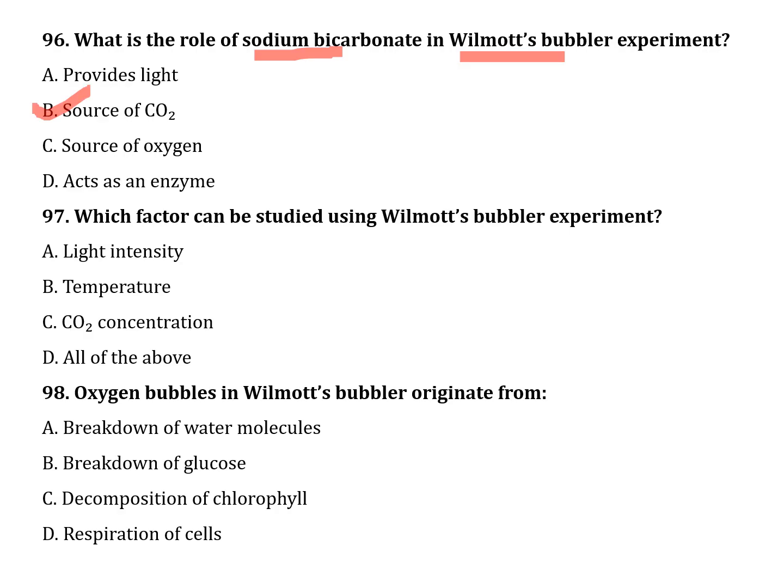The next question, number 97. Which factor can be studied using Wilmot's bubbler experiment? Option A, light intensity. Option B, temperature. Option C, carbon dioxide concentration. Option D, all of the above. Correct answer is option D, all of the above.